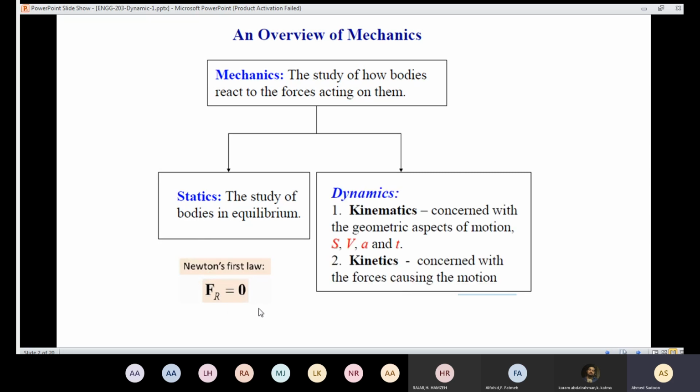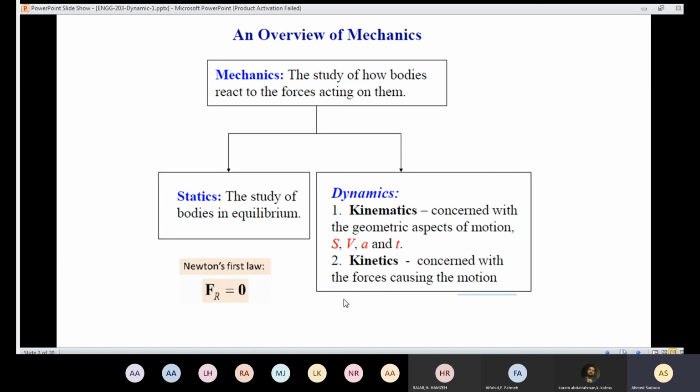The second part, which is dynamics, has two categories. We have kinematics and we have kinetics. In kinematics, we are going to study the geometric aspect of the motion. In this case, we have a body, and that body is going to move. And if that body is going to move, it means that it's going to have a path to move along. In this path, we are going to study the position of that particle and the velocity, since now the body is going to move, and the acceleration, and of course, the time.